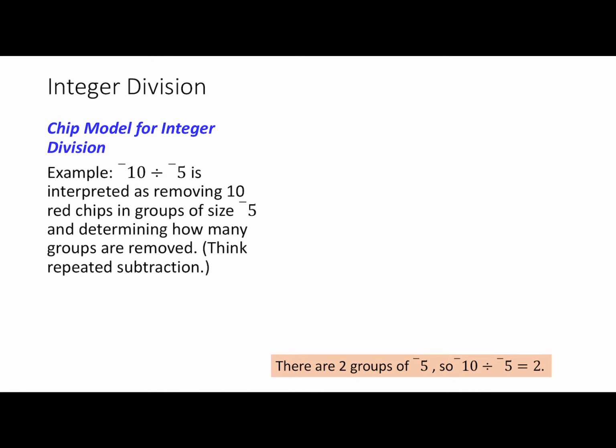Now what if I'm dividing a negative number by a negative number? So negative 10 divided by negative 5, I'm going to interpret that as removing 10 red chips in groups of size negative 5 and determining how many groups are removed. So you should think here it's like repeated subtraction, right? I'm taking out groups of size negative 5.